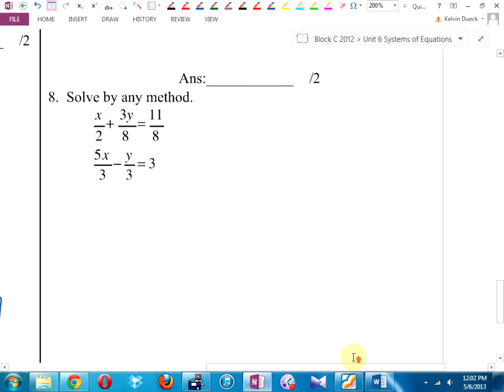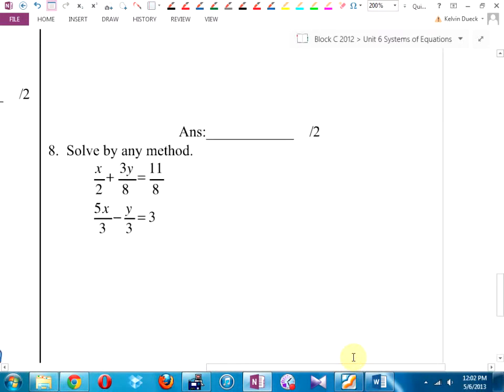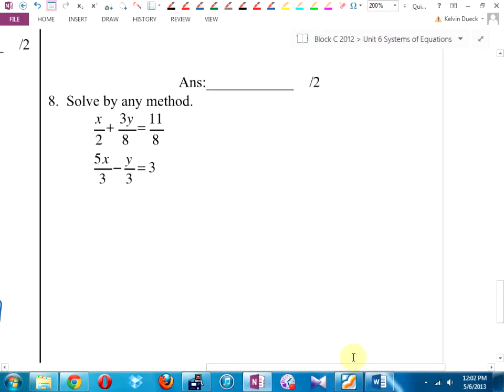By the way, you can expect 1 like this, not 10, 1 like this on your test. And you can expect 1, maybe even 2 with fractions because you got to get used to fractions. Because if you're dealing with an equation, you don't need to deal with fractions. You can get rid of them.